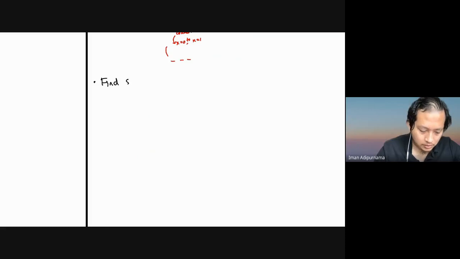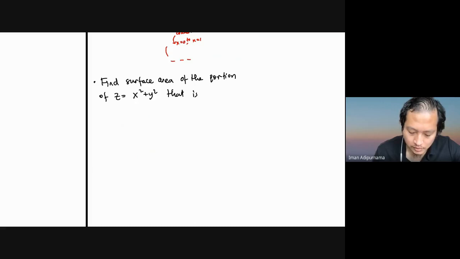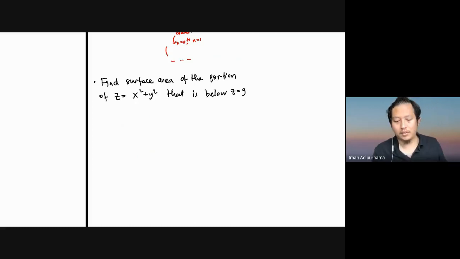Find the surface area of the portion of Z. This will be the surface that we want to observe, that is below Z equal 9. So you have a plane that is cutting on Z equal 9.